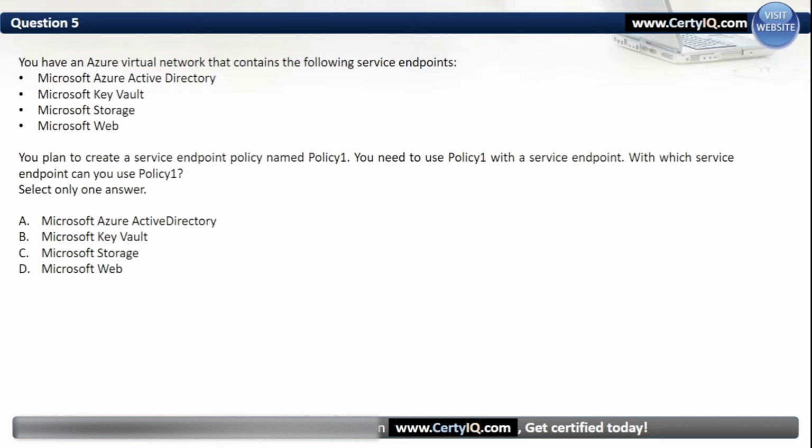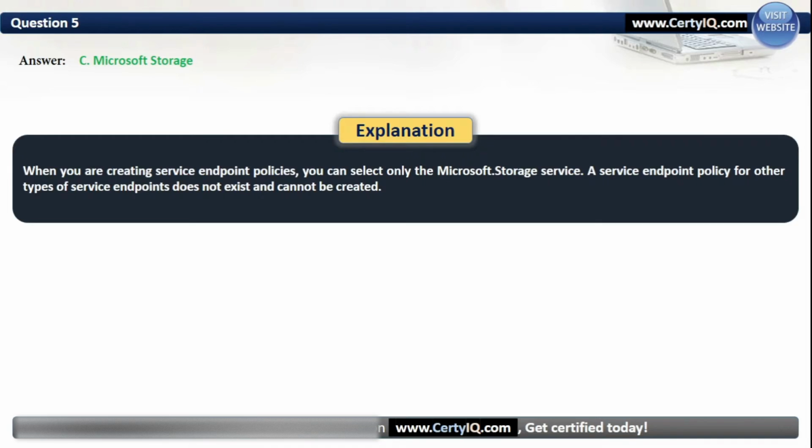Select only one answer. Our options are A. Microsoft Azure Active Directory, B. Microsoft Key Vault, C. Microsoft Storage, or D. Microsoft Web. The correct option is C, Microsoft Storage. When you are creating service endpoint policies, you can select only the Microsoft Storage service. A service endpoint policy for other types of service endpoints does not exist and cannot be created.